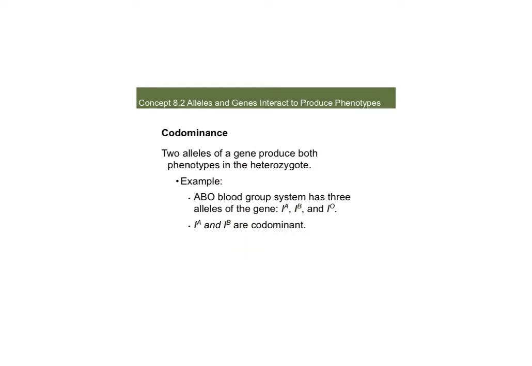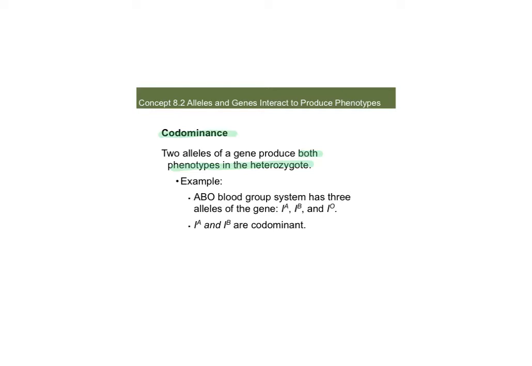Another form of non-Mendelian inheritance pattern is codominance. This is when you have two alleles of a gene that both are going to express the phenotype in the heterozygotes. Blood types are a great example of codominance and also multiple alleles.